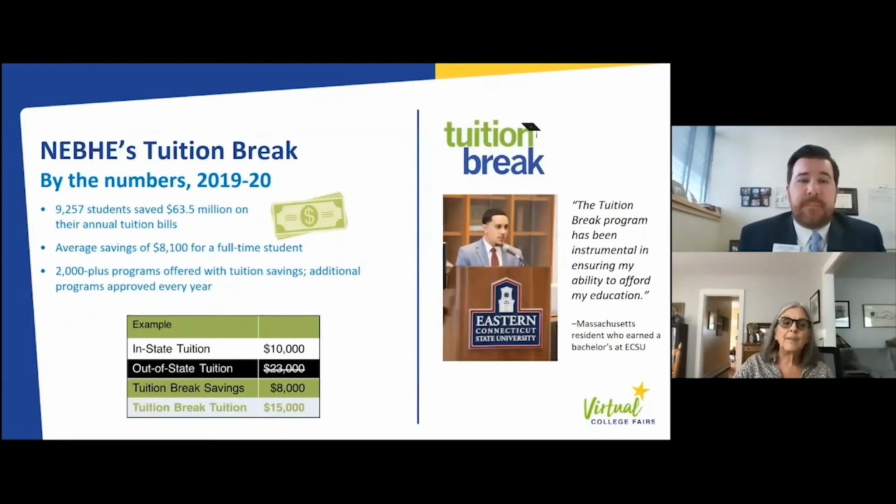These programs have expanded over time. Some of them have been around for more than 50 years, so they have a long track record of helping students afford and access programs. For example, the tuition break this past year had a record number of students in undergraduate four-year programs. The number of programs also has increased over time in all the compacts. And through tuition break, there were over 2,000 programs that were made available.